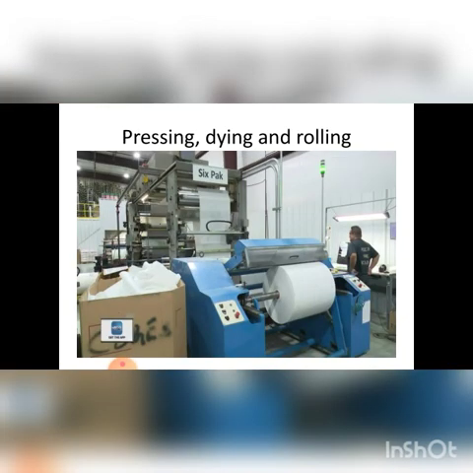The next stage is pressing, drying and rolling. The drying pulp is pressed by rollers to smoothen it. When the pulp dries up completely, we get a thin sheet of paper, which is rolled up.